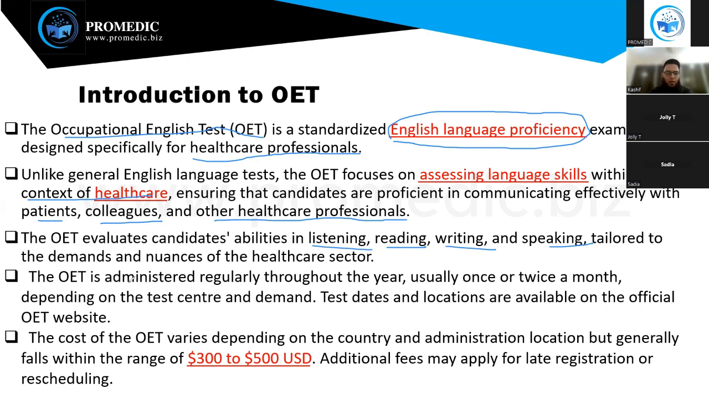OET is administered regularly throughout the year, usually once or twice a month. It's usually twice a month, but sometimes if there are bank holidays or other festivals, it may happen once a month. But usually the pattern is that it happens twice a month, depending on the test center and demand. Test dates and locations are available on the official OET website, and the cost of OET varies depending on the country and administration location, but generally falls within the range of 300 to 400 US dollars. Additional fees may apply for late registration or rescheduling.